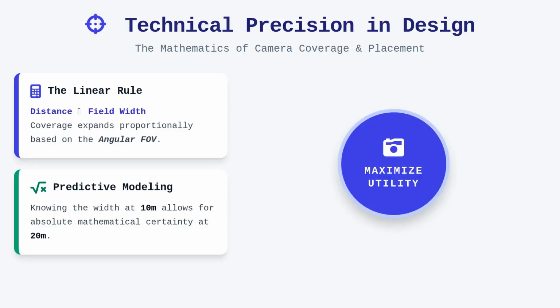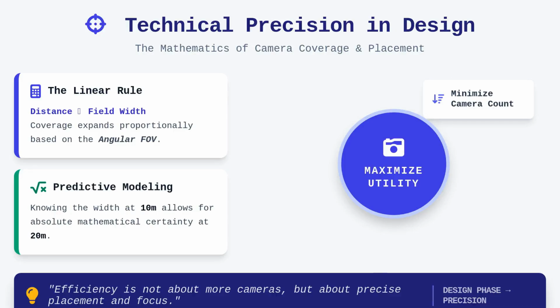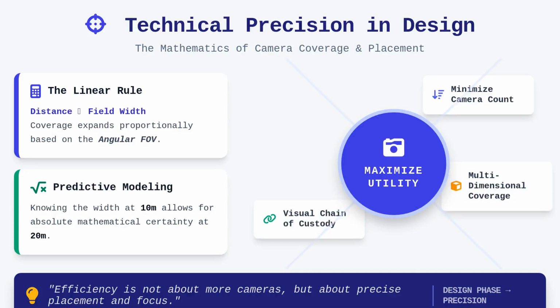By integrating these trigonometric models into your workflow, you can effectively minimize the total number of cameras required for a given installation. Efficiency in system design is not about having more cameras, but about ensuring that every camera is placed and focused to maximize its utility within the surveillance theater. Understanding these mathematical constraints is the bedrock of creating an uninterrupted visual chain of custody that covers complex, multi-dimensional environments effectively.